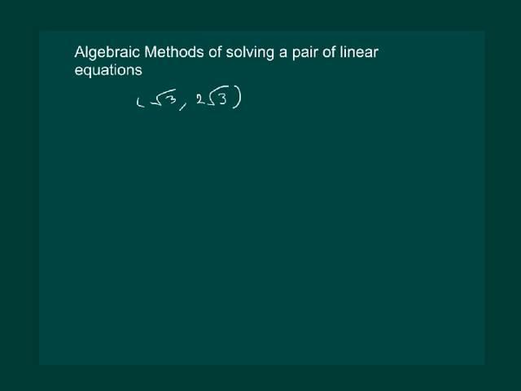So we have various algebraic methods to find the solution of a pair of linear equations. Let us start with the substitution method. To understand this method, let us take an example and explain the method. Say we have the two equations, x plus y equal to 14 and x minus y is equal to 4.